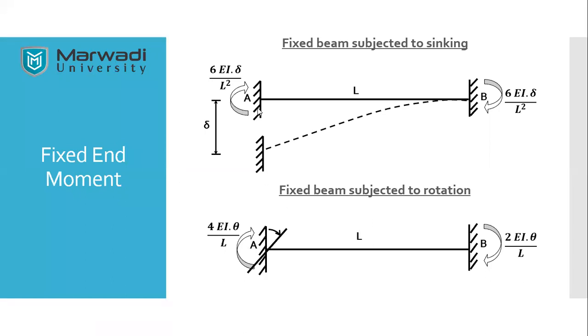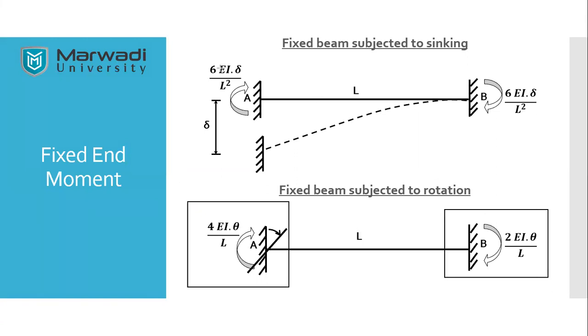And see, the end at which the rotation is happening, I will term as the near end. So this will be the near end, and this end will be termed the far end. The moment generated at the near end will be 4EIθ/L, and the moment generated at the far end will be 2EIθ/L. So if it is 4 here, it is going to be 2 there. It is as simple as that. What you need to do is simply pinpoint the near end and far end.